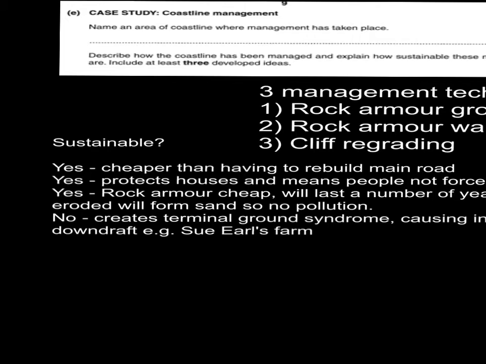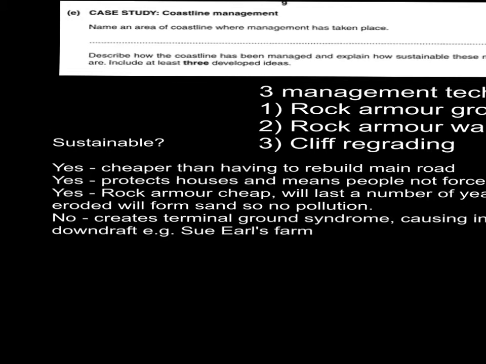The actual defences themselves, they chose rock armour rather than sea walls because it's cheap. Okay, it's going to last a number of years, and the other nice thing about rock armour is that when it finally gets broken down by the sea, which all sea defences will, it forms sand. There's no pollution here. So that again means it's not causing any problems in the long term.